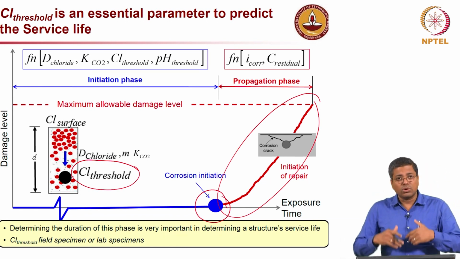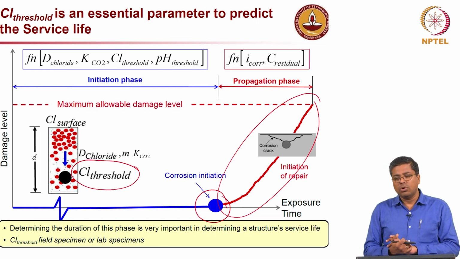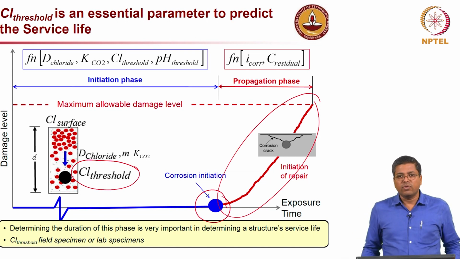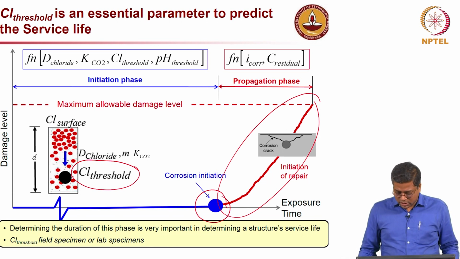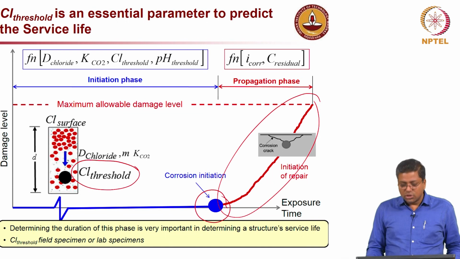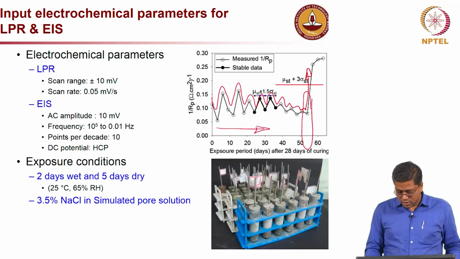Let us say the corrosion has already started. The next step the engineer or the owner wants to know is how long I have before the reinforcement will lose, let us say, about 10% of its cross section area. So, we need to know the rate of corrosion. How do we determine the rate of corrosion?